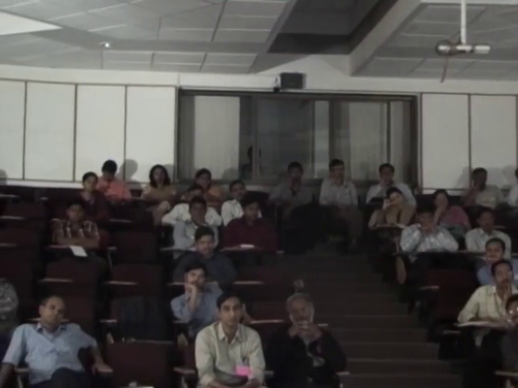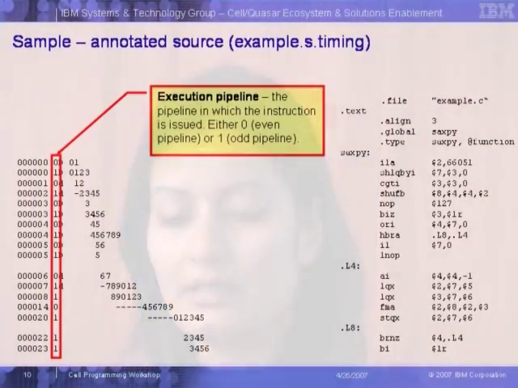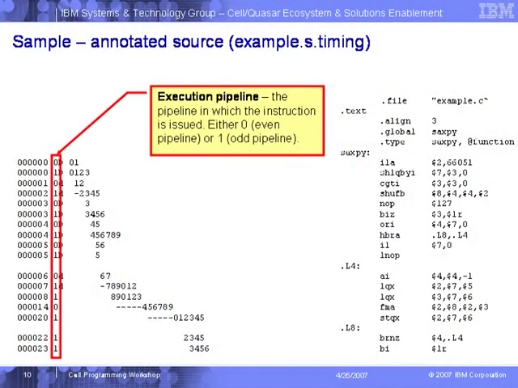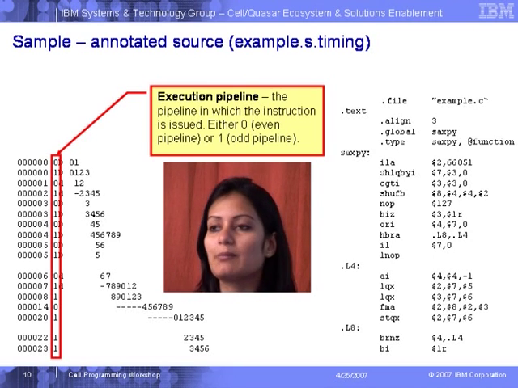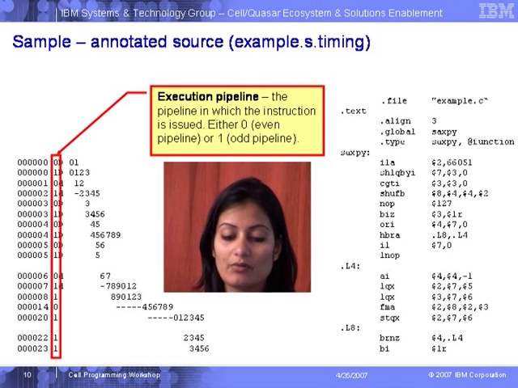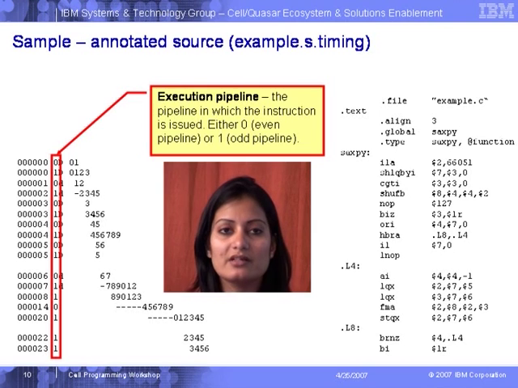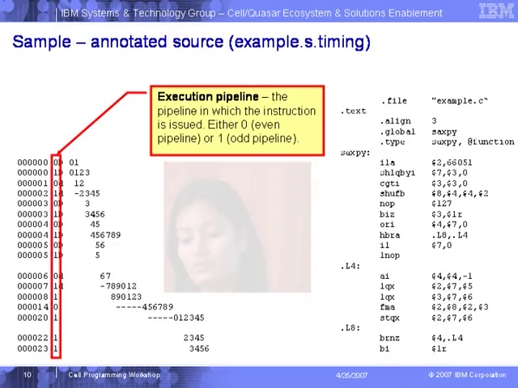This is the execution pipeline. We always keep talking about dual issue, dual issue, dual issue. How do we make sure that dual issue is actually happening? In this one, the first subcolumn in the second column, a 0 or 1, always tells you which pipeline the instruction is going into. If it's a 0, it's the even pipeline. If it's a 1, it's the odd pipeline that this particular instruction is using.